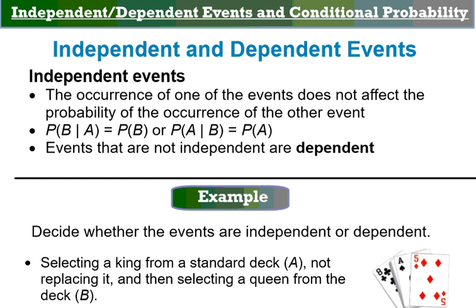That means they're independent. We mathematically would say this: the probability of B given that A has occurred is just equal to the probability of B occurring in the first place because A had no effect on B. Or it could go the other way around. The probability A occurs given that B occurred is just equal to the probability A occurs in the first place because B has no effect on it. So events that are not independent are dependent. Dependent meaning that they did affect one another, and I have to consider their conditional probability.